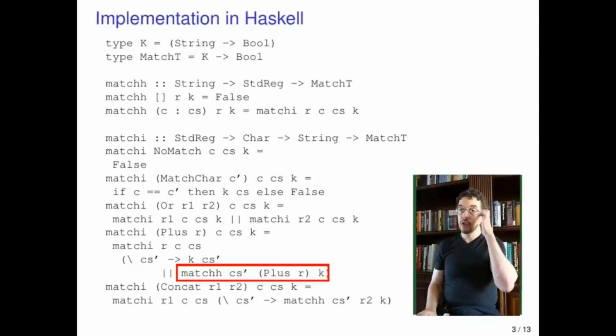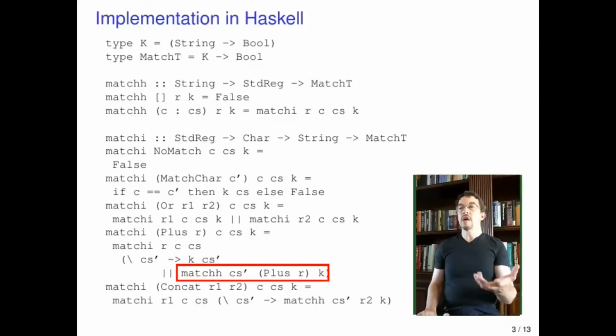Here we see the two central helper functions of the algorithm. There's matchH, which takes a string, one of these regular expressions, and a continuation. In the first equation of matchH, if the string is empty, then we just return false, because these are standard regular expressions. They cannot match the empty string. Otherwise, we split the string into its head c and tail cs, and we invoke this second helper function called matchI.